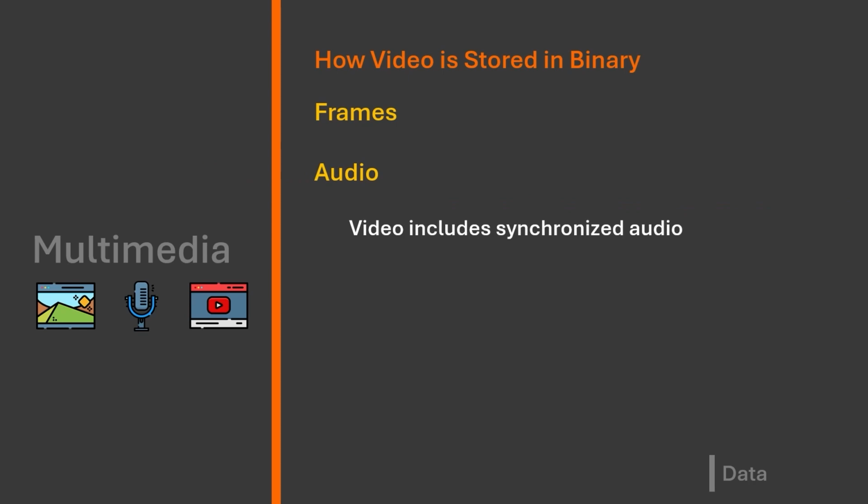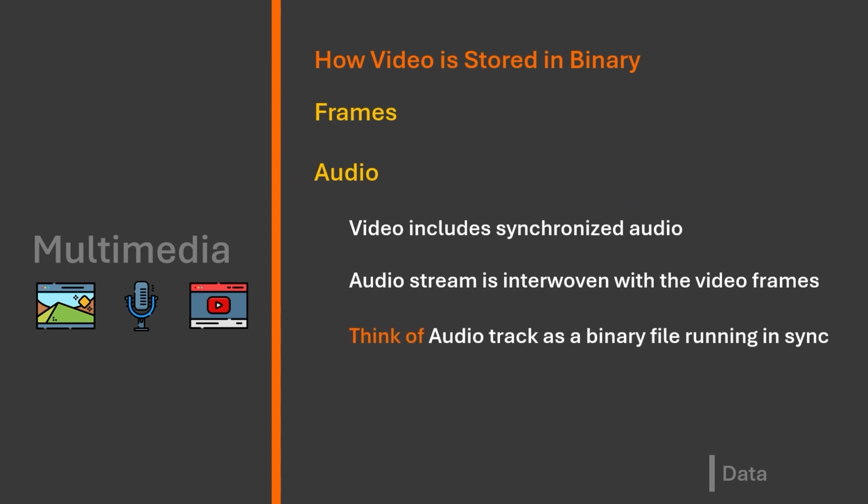As we learned in the previous slide, sound is captured by sampling the audio wave and representing those samples as binary numbers. In video, this audio stream is interwoven with the video frames, ensuring that the sound aligns perfectly with the visuals. You can think of the audio track as a binary file running in sync with the binary image files that make up the frames.